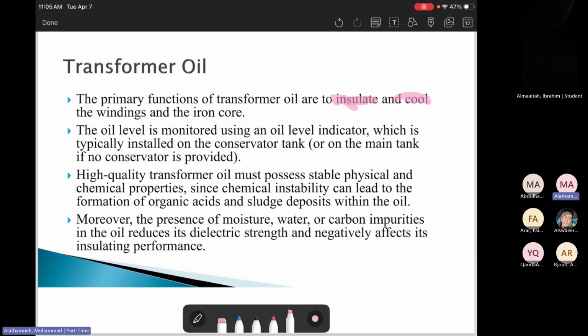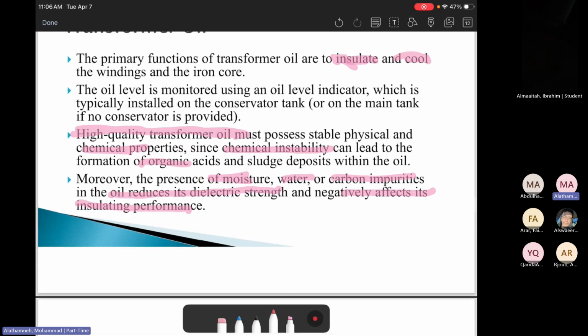The oil must be high quality. Otherwise, if there are chemical impurities, moisture, or dust, it will cause chemical instability and lead to acids depositing within the oil. Moisture, water, and carbon impurities can reduce the dielectric strength and negatively impact the insulation performance, which is undesirable. Therefore, we must have a high quality transformer oil that is clean of impurities and particles.